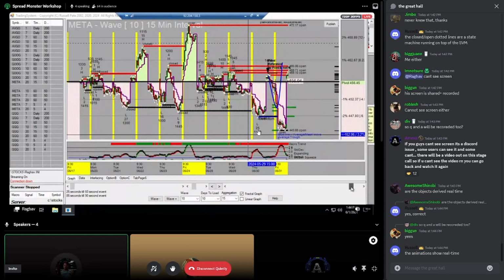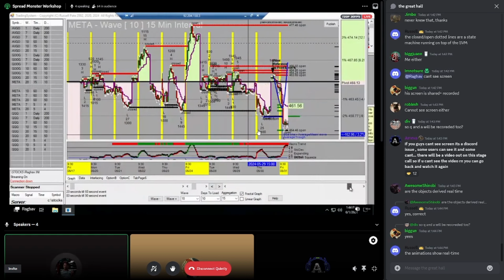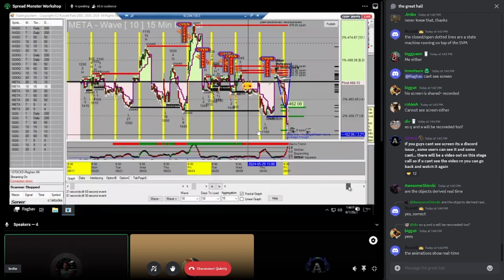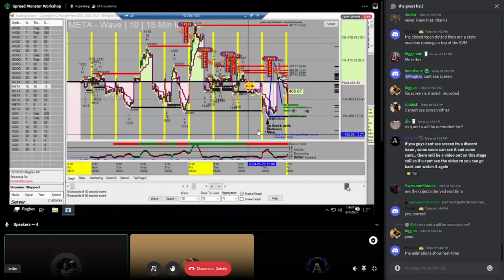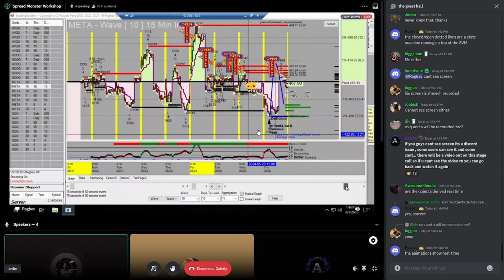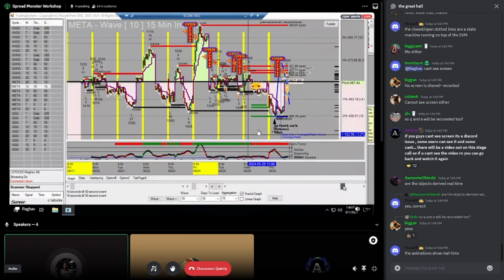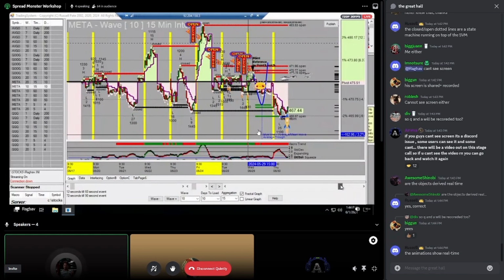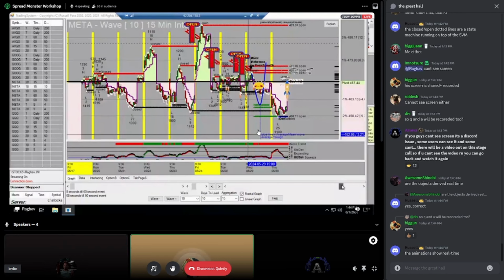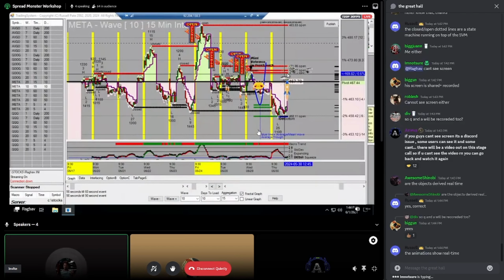Let's go a little bit back in time. You can see again the rocket printing here. Insane stuff. And look at the trade manager. Look how it's looking at those imprints and telling you that this will be the next target for the price to reach.